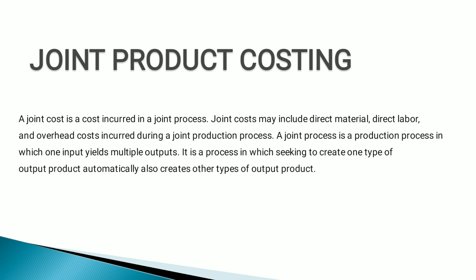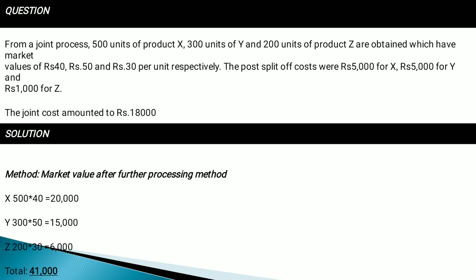So what is joint product costing? Joint product cost is a cost included in a joint process. A joint cost may include direct material, direct labor, and overhead cost incurred during a joint production process. A joint process is a production process in which one input yields multiple outputs. It is a process that seeks to create one type of output product, and automatically also creates other types of output product. So we'll go to the problem.